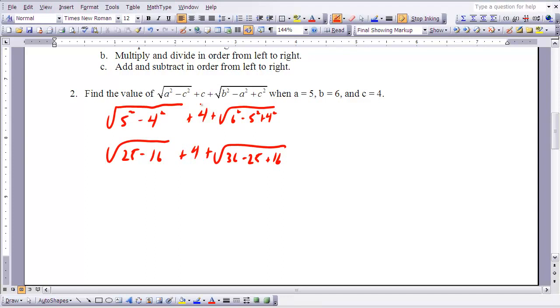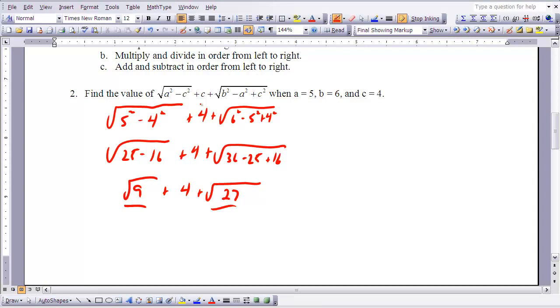Okay? This is equal to 9. Just simplifying the stuff underneath the square roots, because according to my order of operations, it's a grouping symbol. I have to do that first. Now this is 36 minus 25, which is 11 plus 16. And 11 plus 16 is 27. So this works out real nice, however, this doesn't.